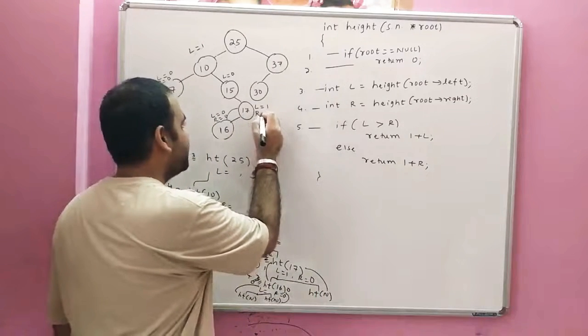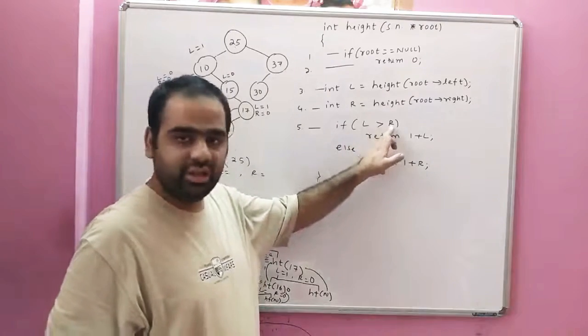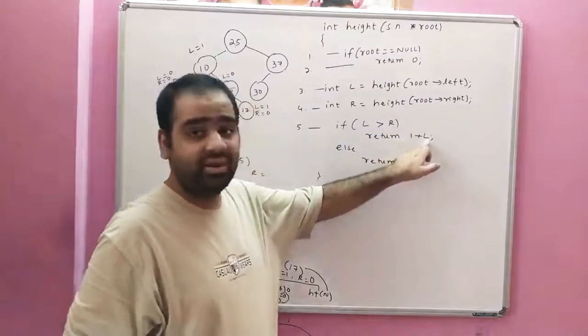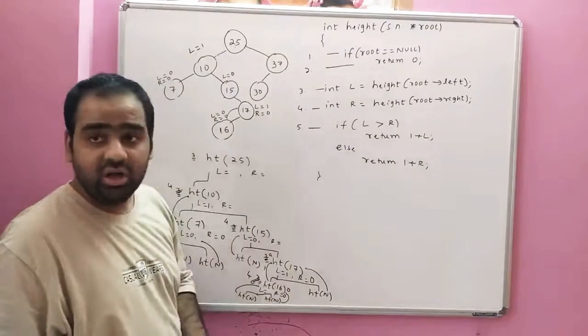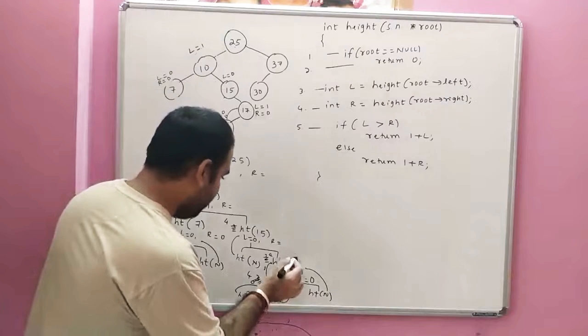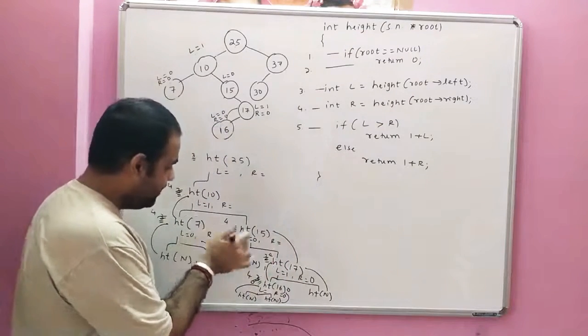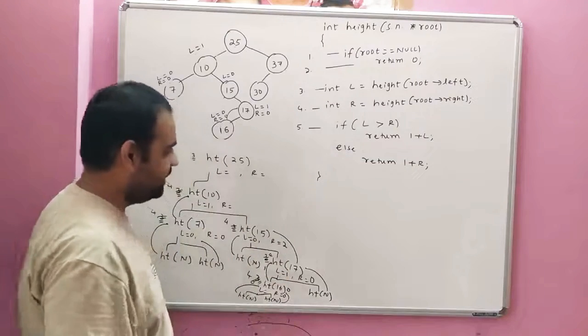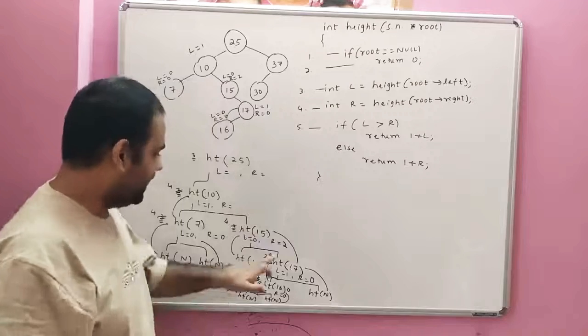That means the right height with respect to 17 is what? 0. Is 1 greater than 0? Yes, 1 is greater than 0. Return 1 plus L. 1 plus 1 is what? 2. Where do you return to? To line number 4. Therefore, I write over here R is equal to 2. That means with respect to 15, the right height is 2.